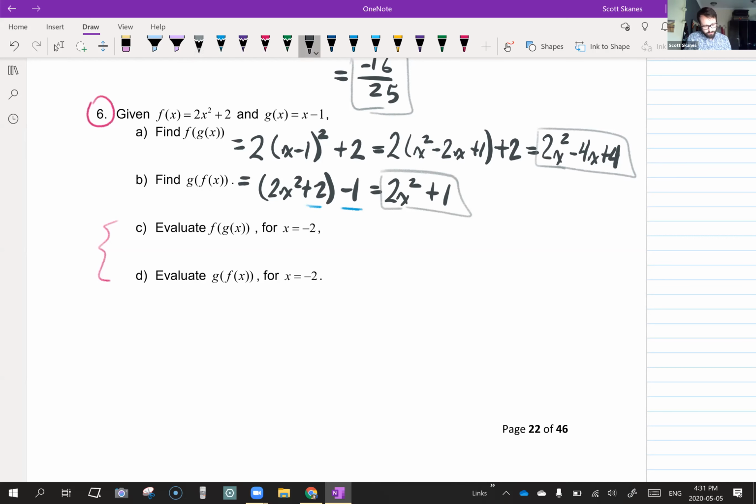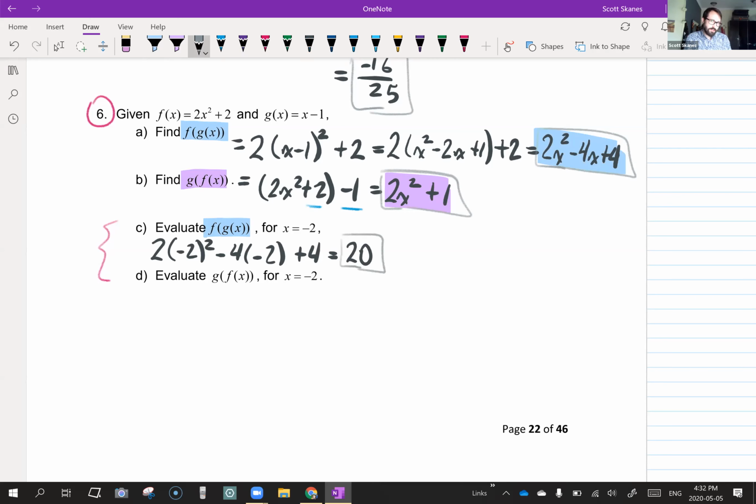I'll complete this question. Why not? I'll do it fully this time. We'll know f of g of x is this. G of f of x is this. This question is saying evaluate f of g for x equals -2. So 2, -2 in for x, minus 4, -2 in for x, plus 4. What you will get if you simplify this, you should get 20. You should check that yourself, because it's always important to check the work, and it's easy for me to make a mistake.